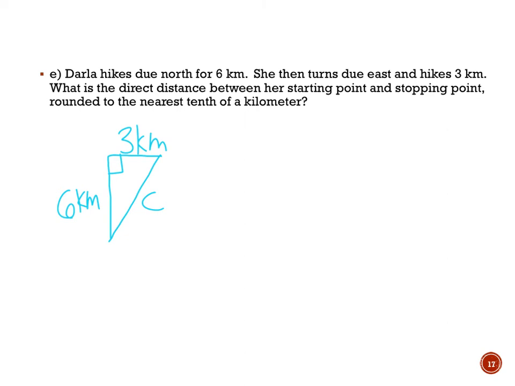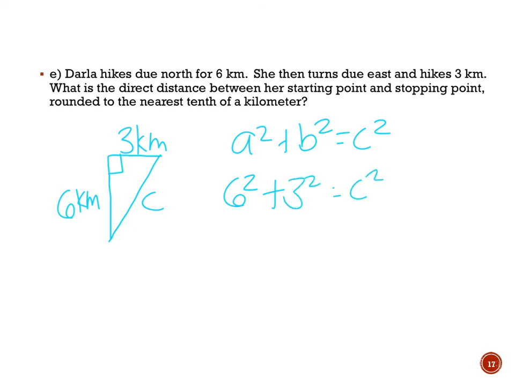So it would be A squared plus B squared equals C squared. A squared is 6 squared, plus B squared, which would be 3 squared, equals C squared. 6 squared equals 36. 3 squared equals 9, equals C squared.